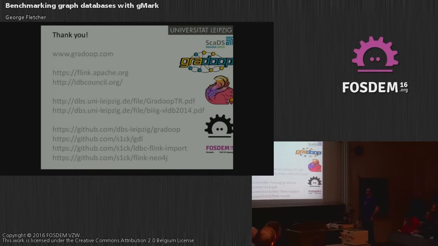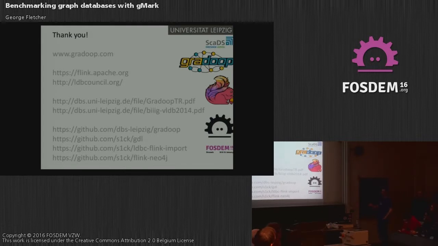Here are some useful links for you. This is the LDBC Council, which built the data generator and the benchmark for graphs. Here's a technical report, it's a bit outdated. We are currently working on a new paper, which you can maybe then read, and the operators are described in more detail. There's a BIIIG paper which describes a business intelligence use case on top of this data model. And there are some interesting projects that were created while building Gradoop.